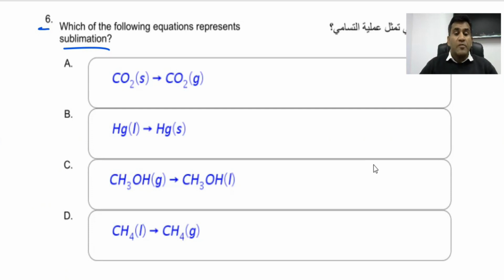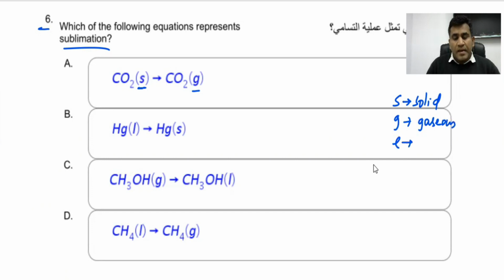So we have to predict which equation represents sublimation. Here you need to understand some related terms. Whenever we write S in brackets, S represents solid, and G represents gaseous. L represents liquid, and sometimes you could also have AQ. So AQ represents aqueous.